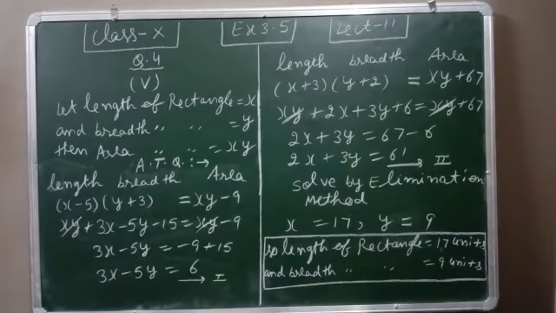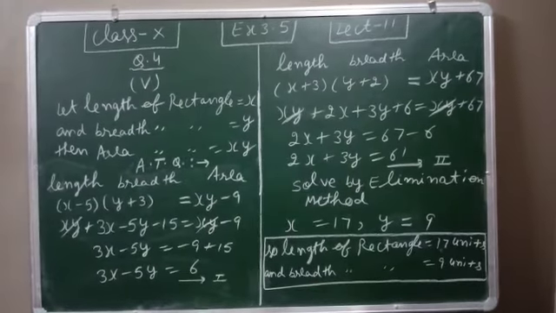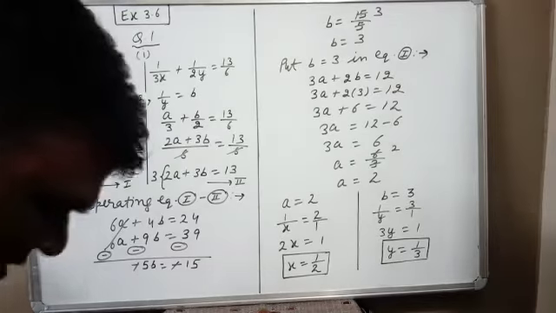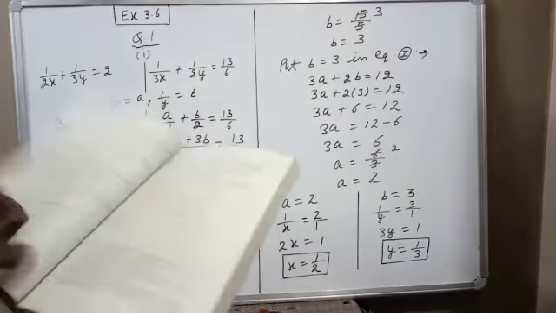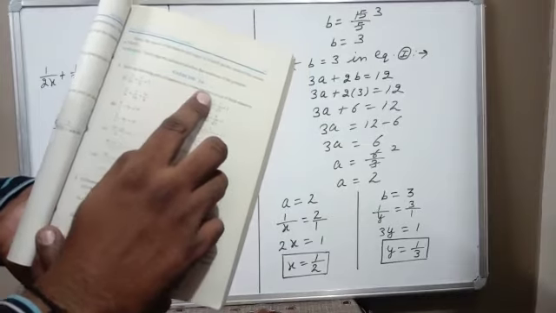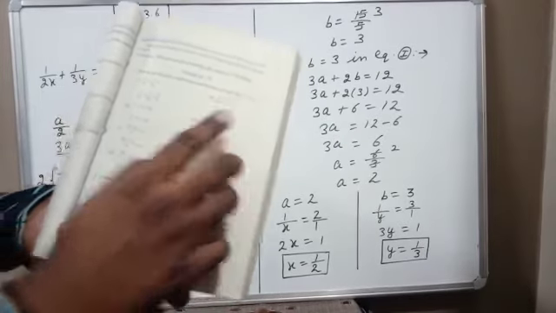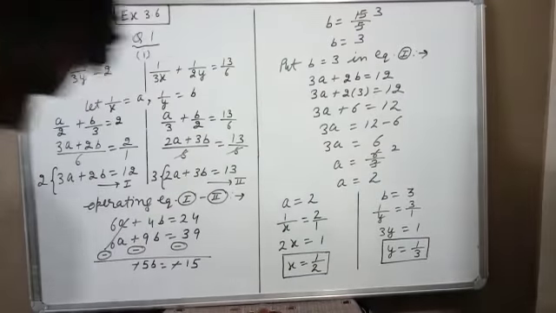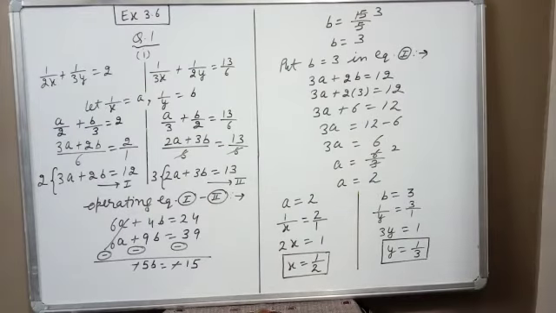So we completed 3.3, 3.4, 3.5. Now we will solve the questions of exercise 3.6. So this is exercise 3.6. First we see here. Here it is written, solve the following pair of equations by reducing them to a pair of linear equations. It means in all these 8 parts, we have to convert the question into linear equations in two variables, and then find out the values of x and y.